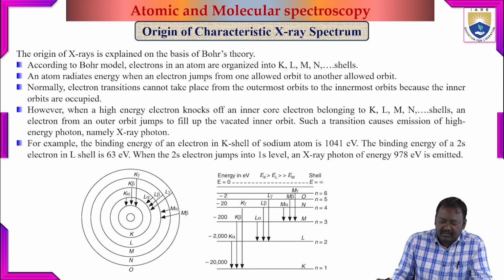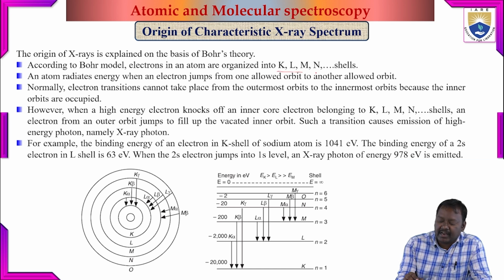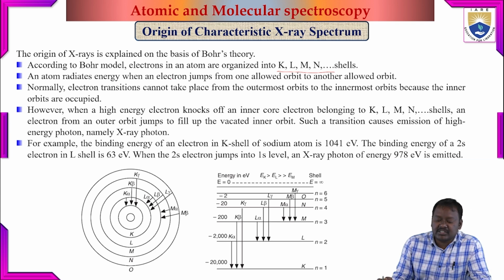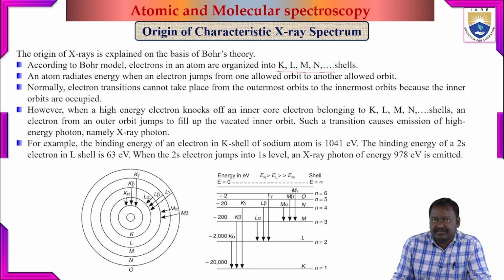So here, according to the Bohr model, electrons in an atom are organized into K, L, M shells, and an atom radiates energy when an electron jumps from one allowed orbit to another allowed orbit. Whenever an electron jumps from a higher, outer orbit to a lower orbit, energy is released. That released energy is equal to the energy difference between the two energy levels, according to Bohr's theory.